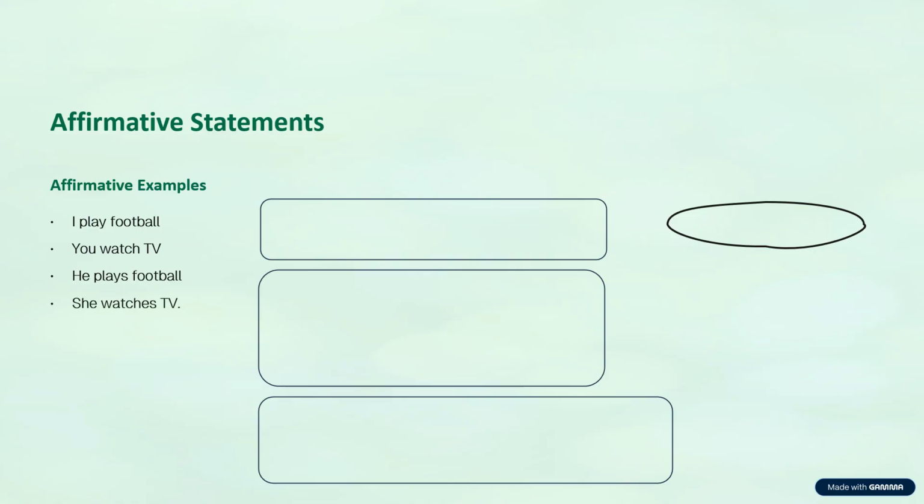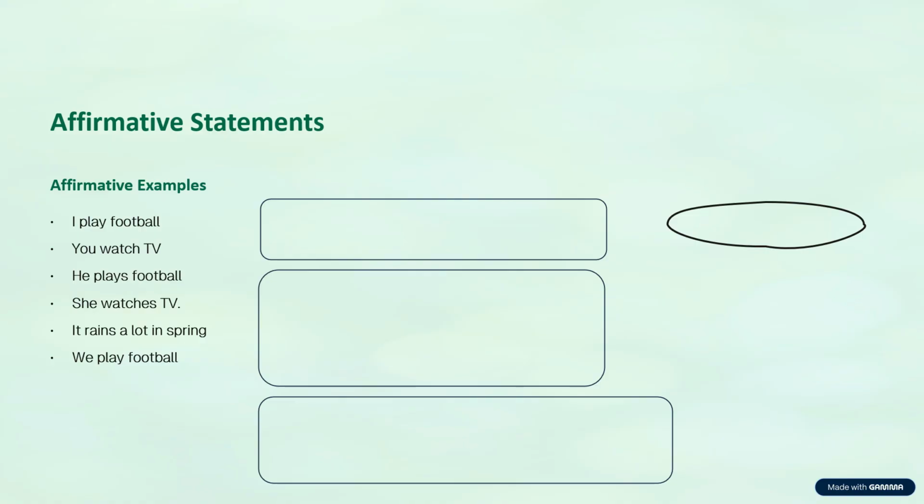She is the subject, and we added es to the verb watch because of the spelling rule for verbs ending in ch. For it, an example could be, it rains a lot in spring. It is the subject, and we added s to the verb rain for the same reason as with he and she. For we, we can say, we play football. We is the subject, and the verb stays in its base form.